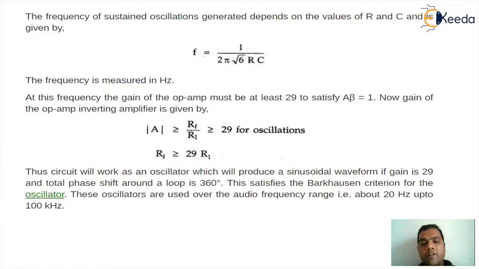So overall, which will be satisfying the Barkhausen's criteria, we will get the value of AV into beta as unity, and the total phase shift for the loop will come around 360 degree, which is the basic requirement of any amplifier circuitry coupled with a feedback network to work as an oscillator. So this is the basic concept of RC phase shift oscillator using op-amp.